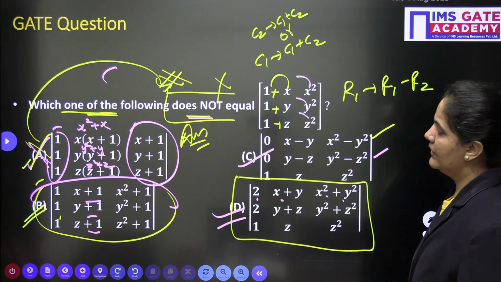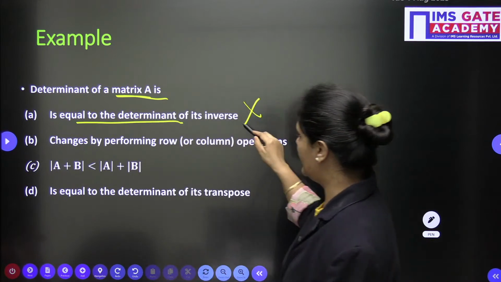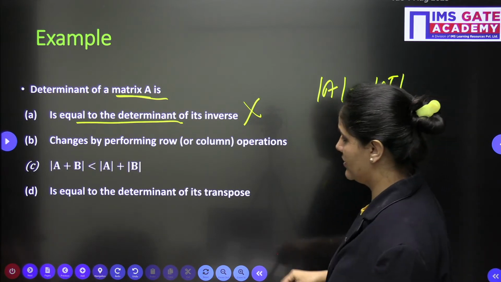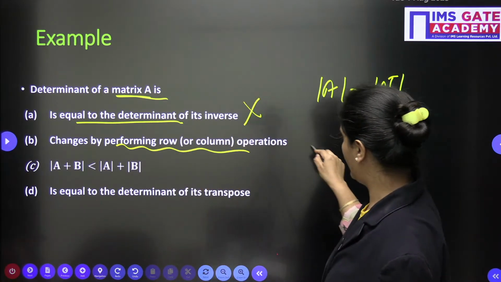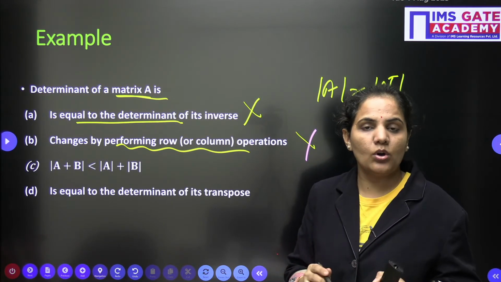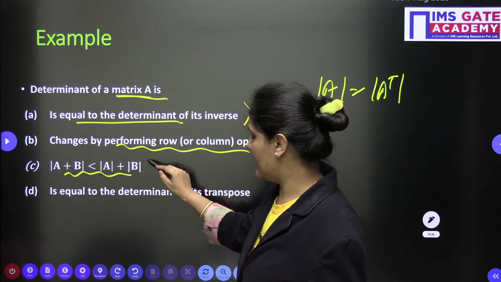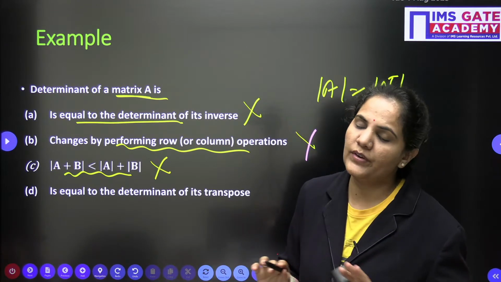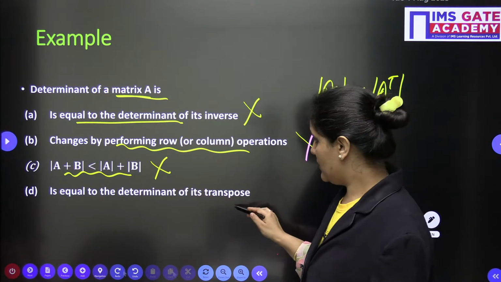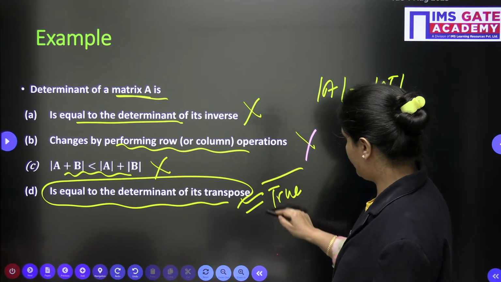Clear, guys? And the last question is a basic example. Determinant of matrix A is equal to the determinant of its inverse? No. We know the determinant of matrix A is equal to the determinant of A transpose. Changes by performing row or column operation? No. If we interchange any row or column, or perform any row or column transformation, the determinant will not change. Next, determinant of A plus B is less than determinant of A plus determinant of B? No, we don't have enough proof for that, so this is also not true. Is equal to the determinant of its transpose? Yes, this is absolutely true.